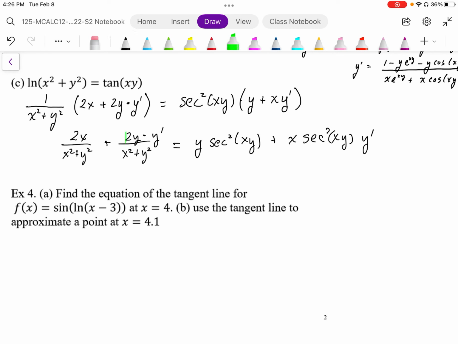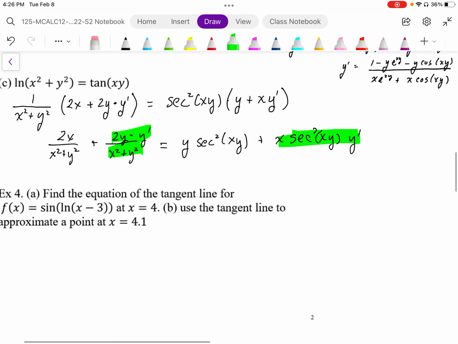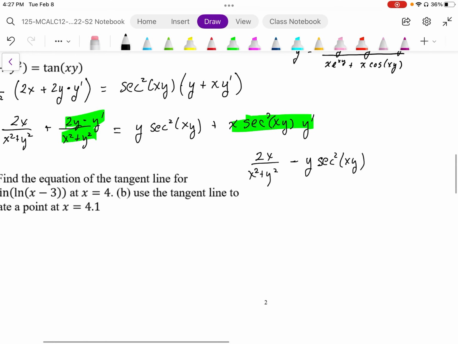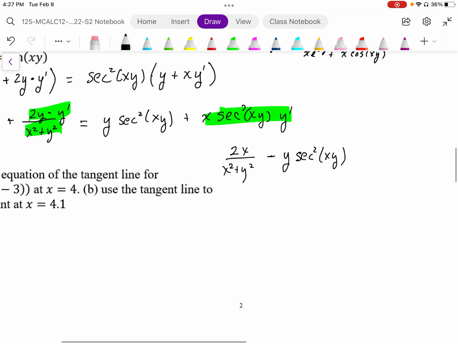Okay, so grouping together these two terms on one side of the equation, I can choose either side. I think maybe we will put it on the right-hand side. And again, it doesn't really matter, but I'm going to have 2x over x squared plus y squared minus y times secant squared xy. Okay, there's no identities that let me simplify that, so I'm just going to leave it like that.